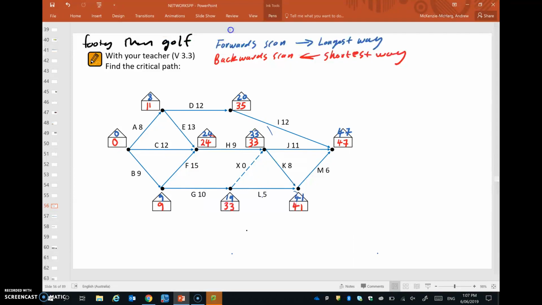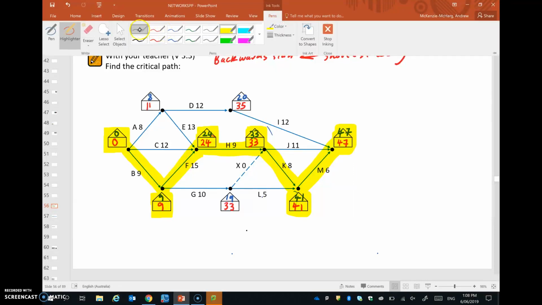What we do to finish off is we identify any of the vertices, the houses on the vertices, that have the same number in the top and the bottom from the forwards and backwards scan. And that tells us our critical path. So we have this one, then here we've got a 9, 9, so we've come back along here. And then we have 24s that match there, so we're back along that. And then back to this one, which has our 33s. Down here, which are 41s. And back to the end, with our 47s. They all have matching numbers top and bottom. So that is the critical path, which we would detail thusly.